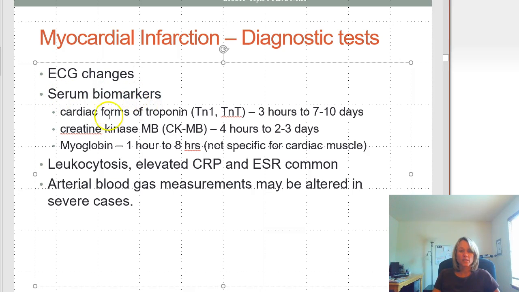Serum biomarkers, as I mentioned before, released from necrotic cells. So you have cardiac forms of troponin, and these will rise in the blood 3 hours to 7 to 10 days. Creatine kinase, 4 hours to 2 to 3 days. Myoglobin, 1 hour to 8 hours. This is not specific for cardiac muscle, whereas these other two are cardiac specific. So usually we look at all three and compare them at different time points.